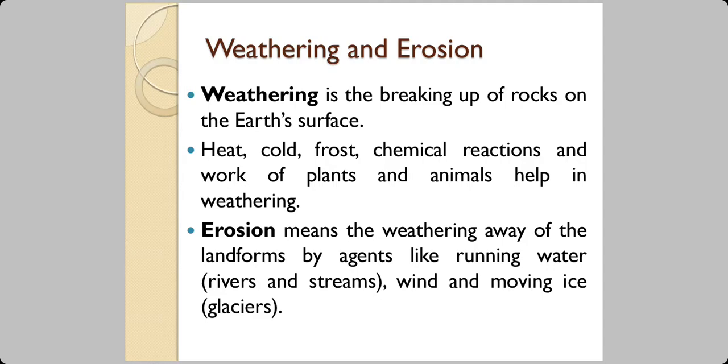Now, these terms, weathering and erosion, you have been studying since class 7, maybe class 6 also. So, let's have a look at them both. Weathering means the breaking up of rocks on the Earth's surface. These rocks are exposed to elements such as the heat of the sun, the coldness that happens in winter, the frost that is ice formation. So, heat expands the rocks, cold will contract the rocks, and this expansion and contraction will make the rock weaker, and eventually it will break into fragments.